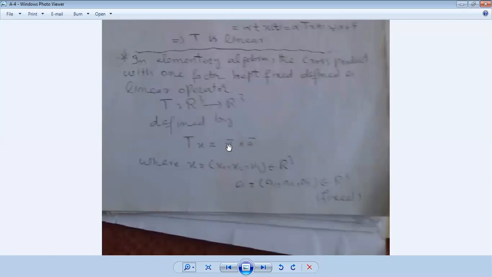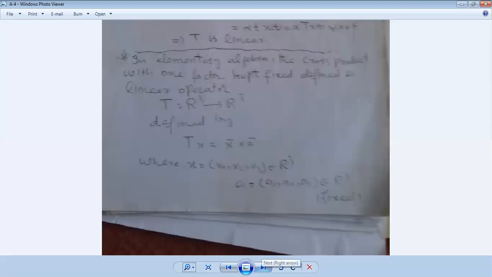Then we take a cross product of X with A. What is A? A is a fixed vector of R3. Once we choose it, then it is fixed. So when we apply T on an element of X, how does it operate? We take its cross product with the vector A. A is a triplet, and x is also a triplet, but A is fixed. Then this cross product is the definition of T, which is a linear operator.